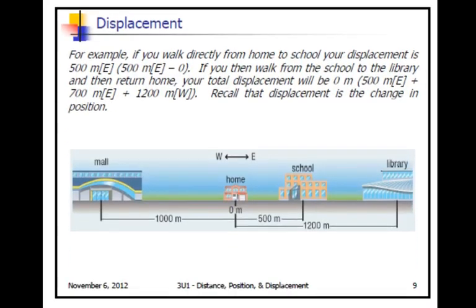Here's an example for displacement. It says if you walk directly from home to school, that would be 500 meters east. Your displacement would be 500 meters east minus 0. If you then walk from the school to the library and then return home, your displacement will be 0 meters, because 500 meters east plus the 700 meters east you would take to travel to the library has to be added with the 1,200 meters west. That brings you back to 0.